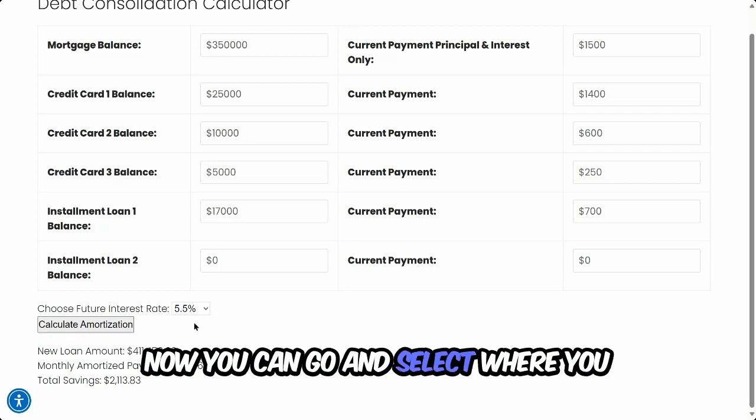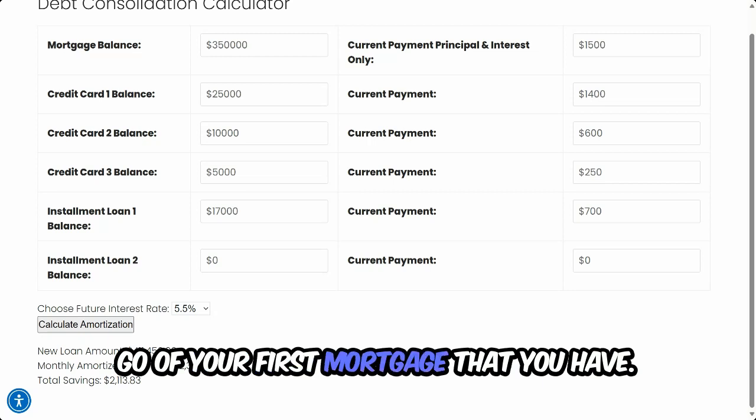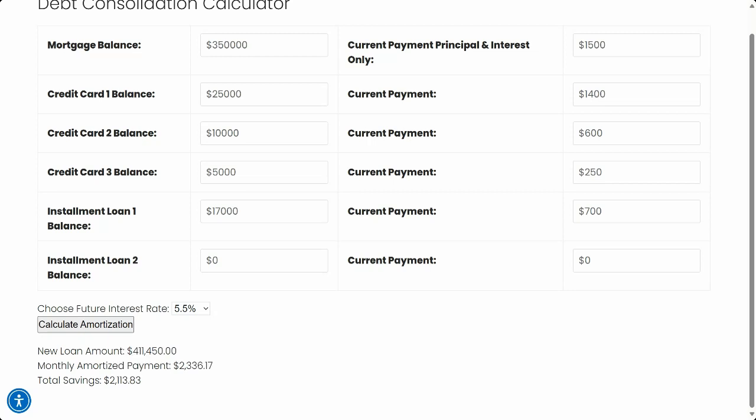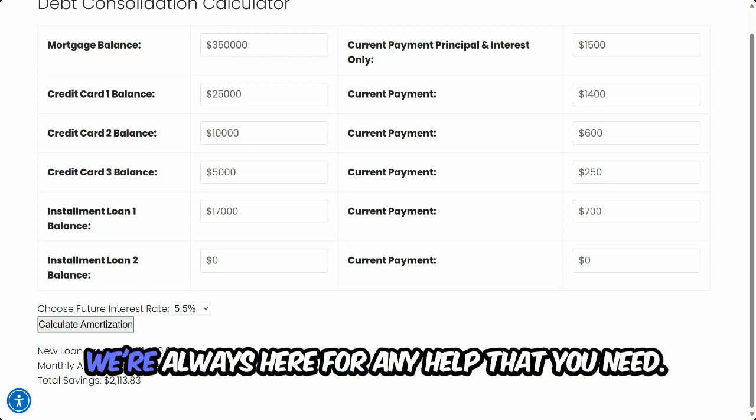Now you can go and select where you think it's most comfortable for you to let go of your first mortgage that you have. So feel free, go here, play around, put your numbers in. We're always here for any help that you need.